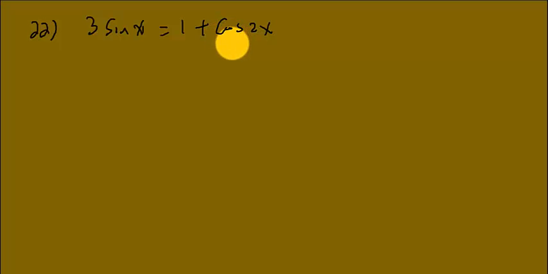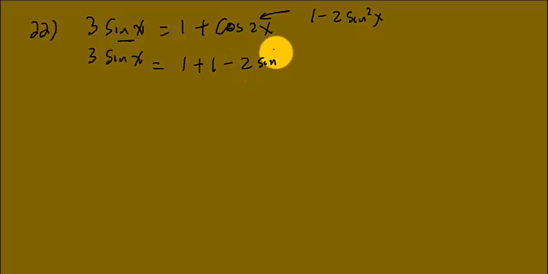Now I can't have cosine and sine, so I have to use a trig identity. There's a trig identity for that, and that is 1 minus 2 sine squared x. That's what I'm going to use because I want to have everything in terms of sine. So when I replace that, I get 3 times sine of x is equal to 1 plus 1 minus 2 sine squared x. This is a quadratic, so let's take everything to one side.